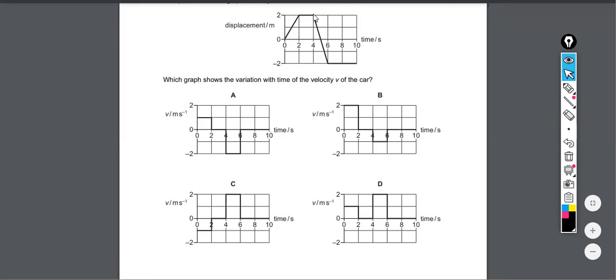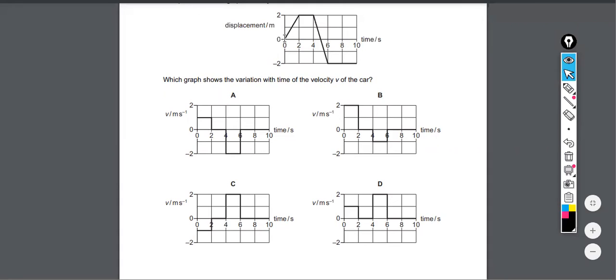At 4 seconds, there's a negative slope. The rise would be -4 over 2, or -2. So the velocity goes to -2 at 4 seconds. This one goes up to +2. You can see that this question is designed to capture those students who aren't mindful of the negative sign here. We can't have a negative displacement, a negative velocity. It just means we're going in the opposite direction.